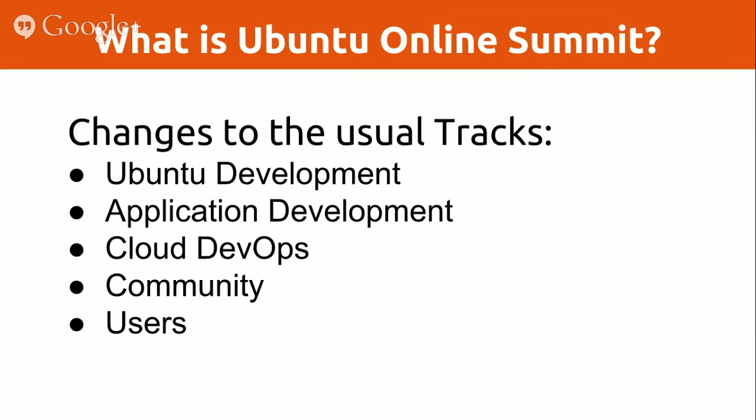We also have a new cloud DevOps track, which is kind of the cloud side of the application development track. So this is for people who are using our cloud tools like Juju and MAAS to deploy their services and manage their data centers. They're not necessarily developing the Ubuntu server itself, but they are consumers of it. We have, once again, a community track, which is open to any of our community teams for planning or presentations. And then we have a new users track, which is focused solely on end users of Ubuntu and helping them get the most out of whatever part of it they happen to be using.